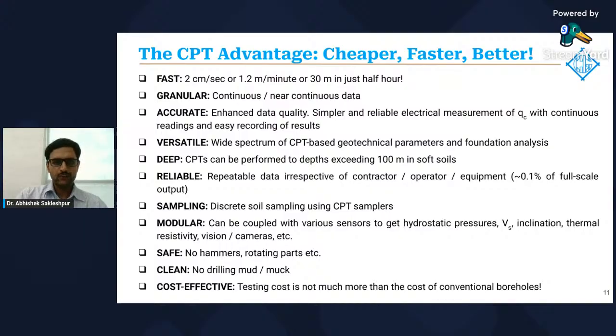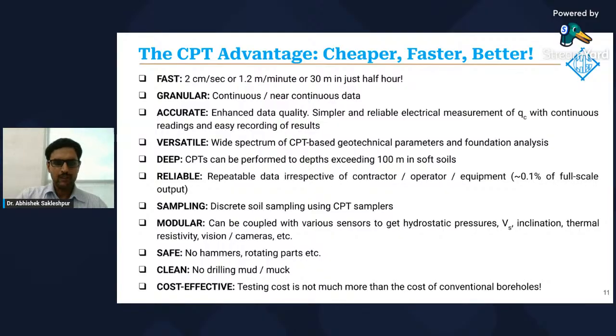We can get continuous or near continuous data from the CPT. It's accurate. The data quality is much better. It's enhanced, and we can get simpler and reliable electrical measurements of these various parameters. And the data is automatically recorded to the field computer on site. The CPT is versatile, so we can estimate a wide spectrum of CPT-based geotechnical parameters for foundation analysis. CPTs can be performed to depths exceeding 100 meters in soft soils.